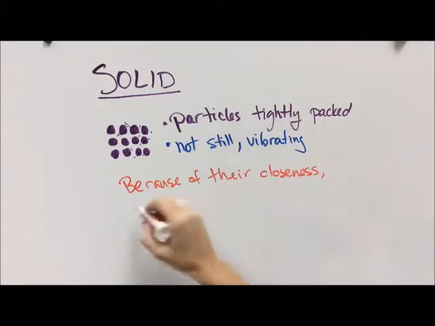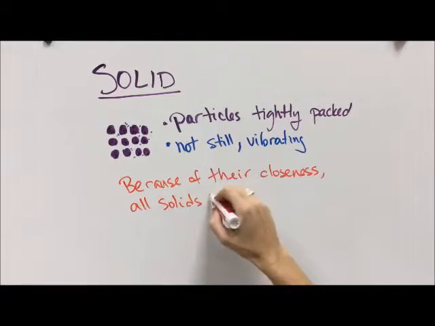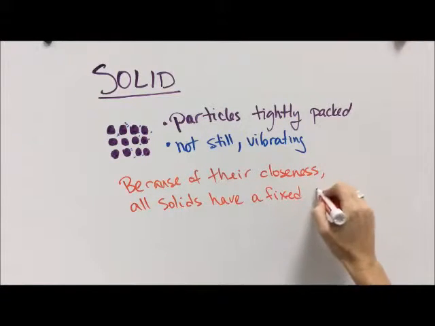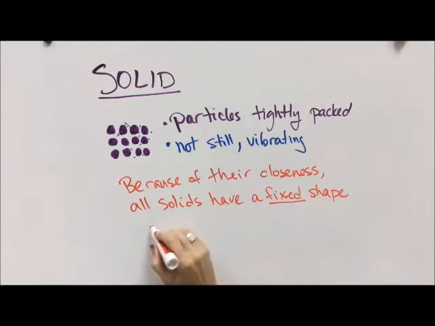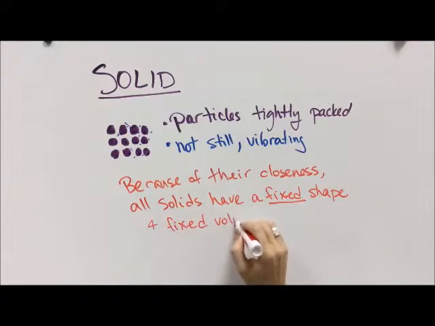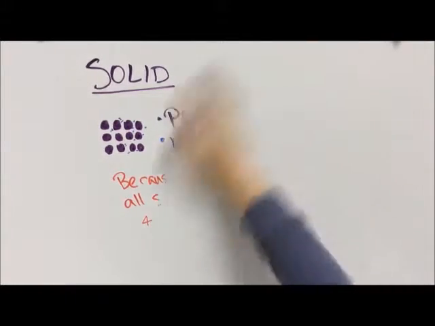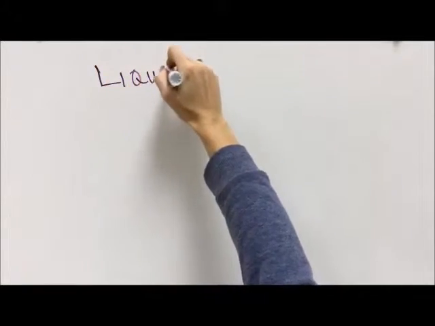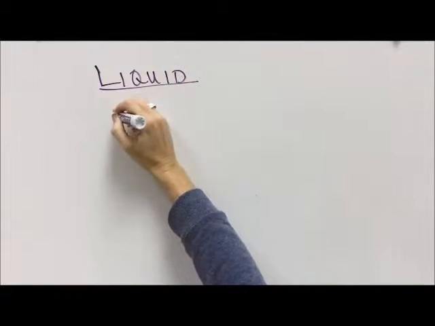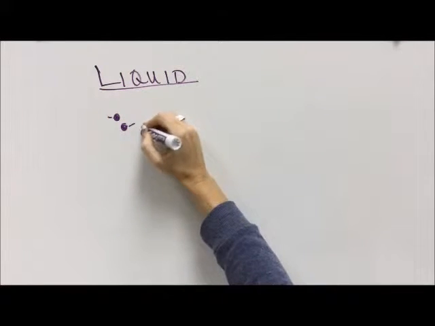So because of their closeness, solids have a fixed shape and a fixed volume. Their shape doesn't change because their particles are so close together they don't have anywhere to go. And their volume doesn't change because we can't squish them any closer together. So if we look at this little block, you can see that we can't really squish it together anymore. They can't really change their shape.